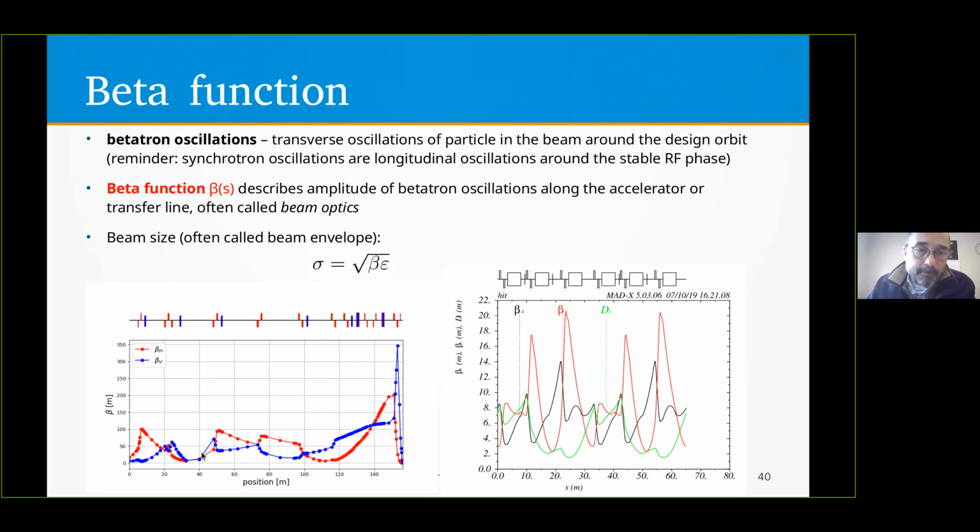And here are the typical plots that you get when you have a transfer line or a synchrotron. The left plot is for a transfer line, the right plot is for a synchrotron, and this is the distribution of the beta function along the machine. The beta function is, of course, separate vertically and horizontally, and it is defined basically by the strength of the quadrupoles. And we can change it.